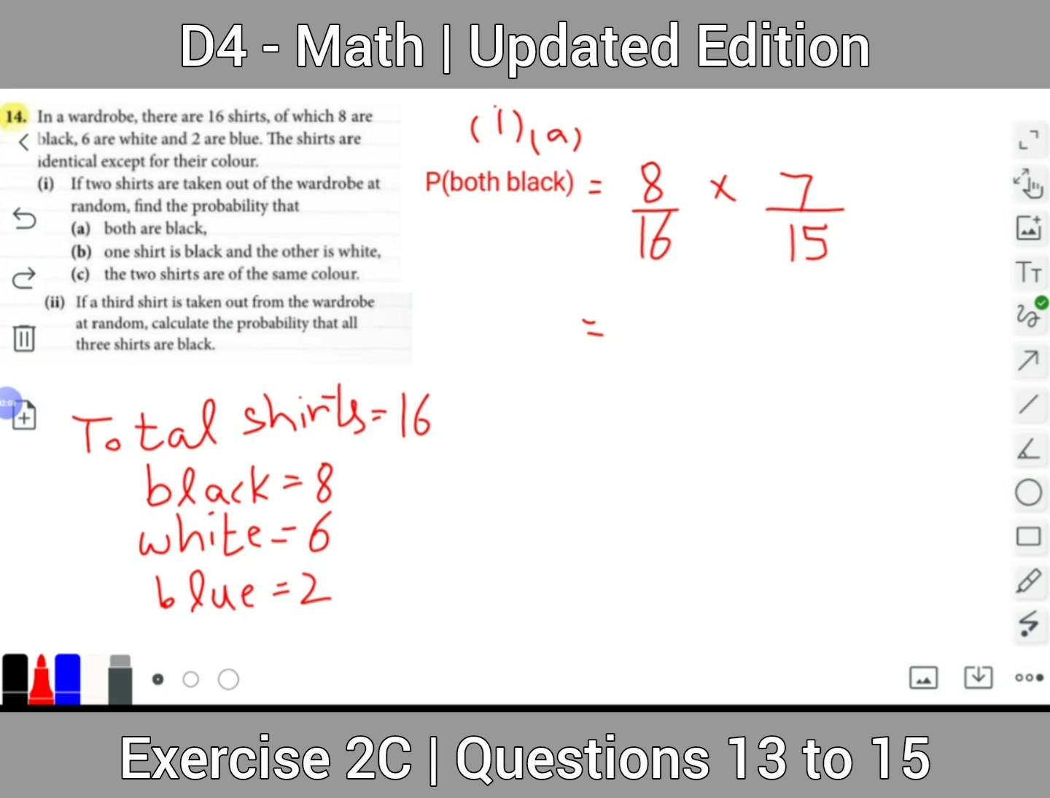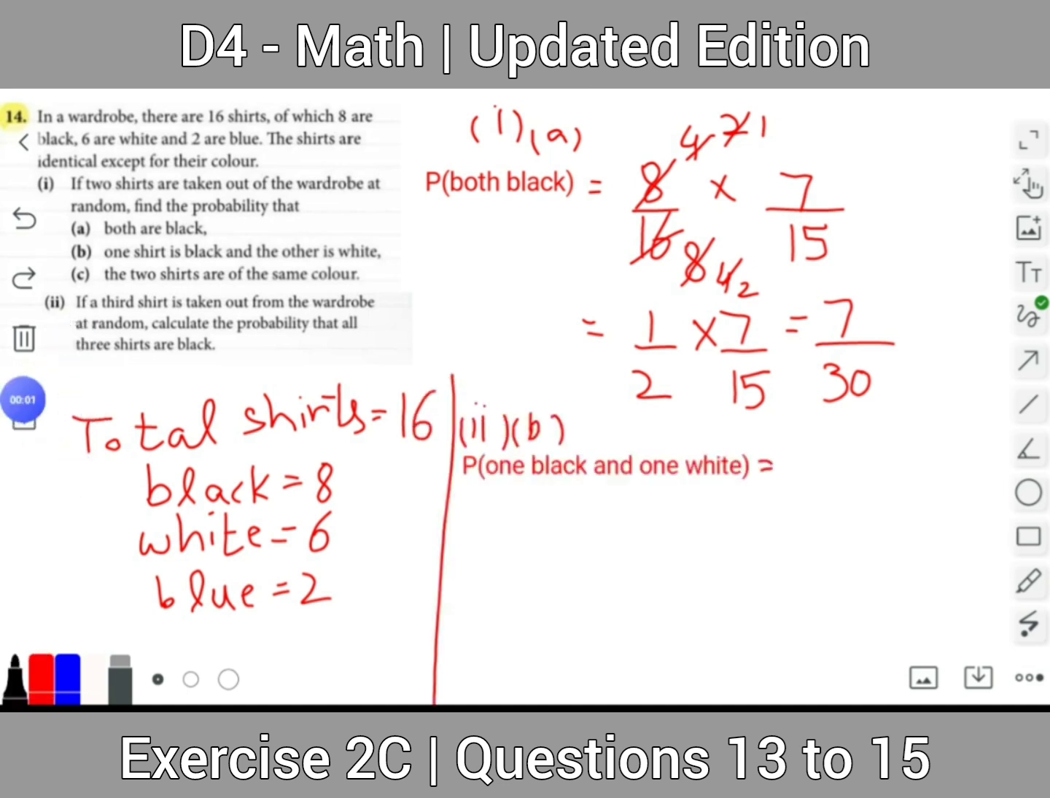By simplification, we will get 2 4s are 8 and 2 8s are 16, and after further simplification, we will get 2 2s are 4 and 2 4s are 8, and further simplification gives us 1 over 2. So 1 over 2 multiplied by 7 over 15, and after multiplication we will get 7 over 30. So the probability that both are black is equal to 7 over 30. Now in part 2b, we have to find the probability that one shirt is black and the other is white.